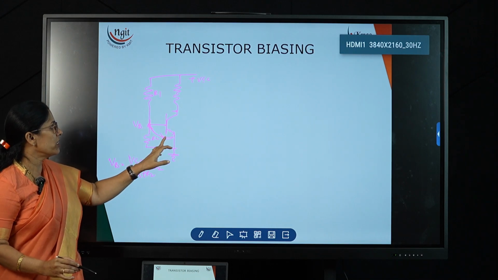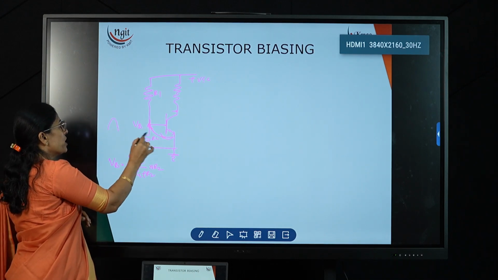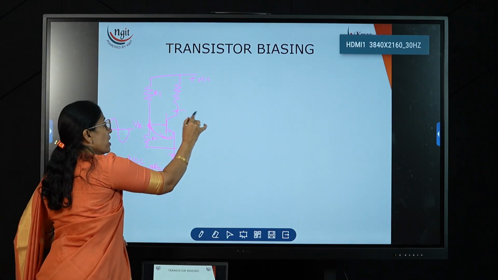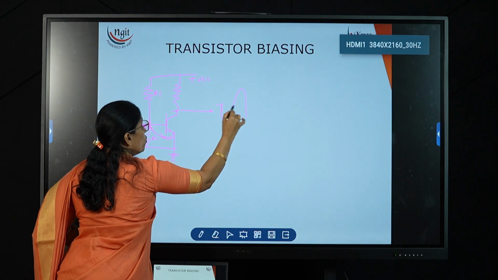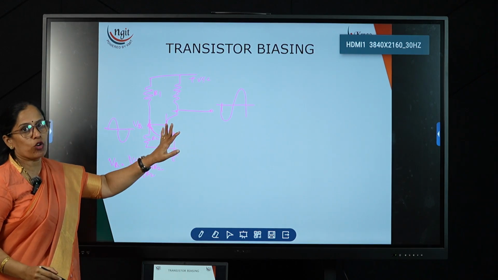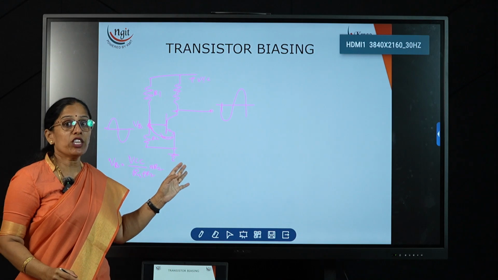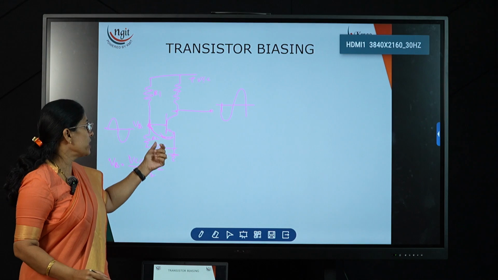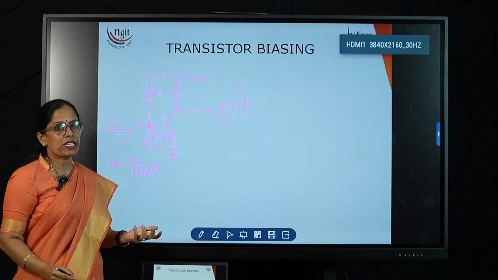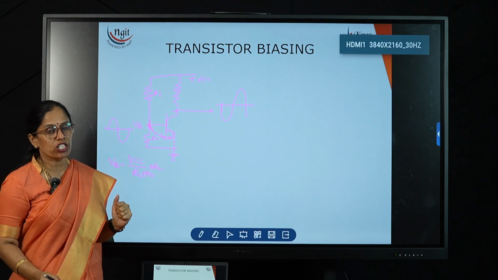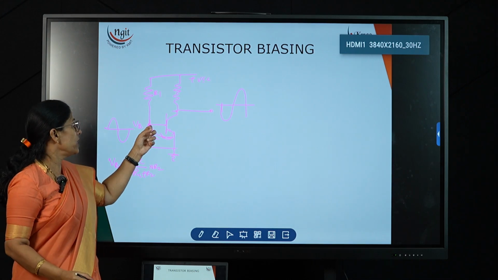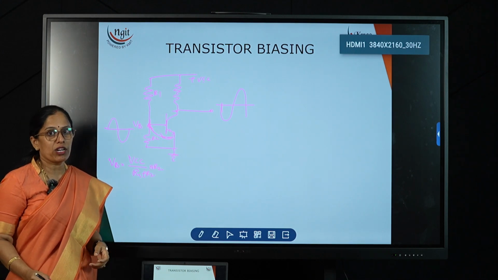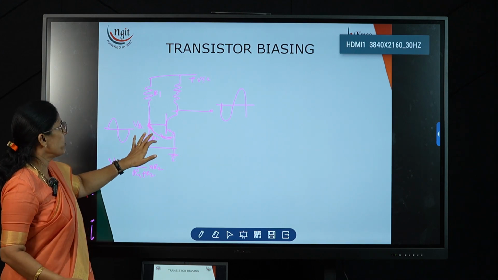If we keep this on, then for the positive half cycle it is forward bias, and for the negative half cycle also it is forward bias. Thereby at the output we get both half cycles. This is called faithful amplification. To get faithful amplification, we need to apply the biasing. Biasing means applying some DC at the base to make this input junction forward bias. Now this is voltage divider biasing.